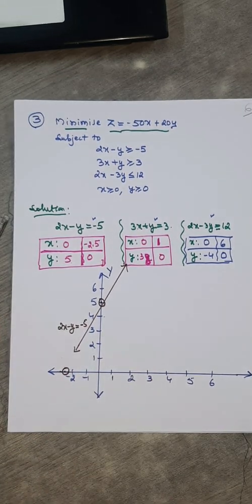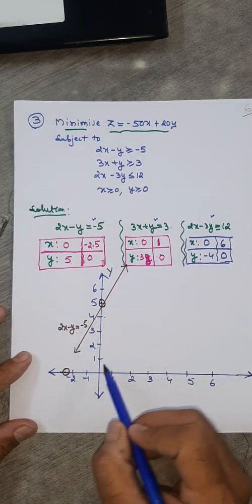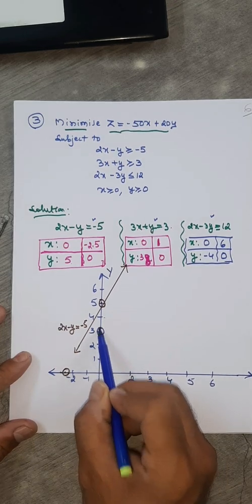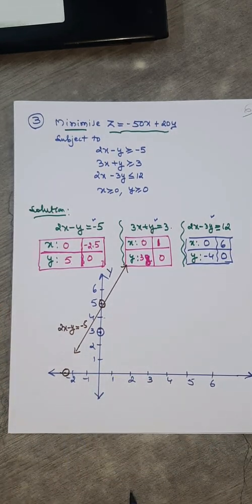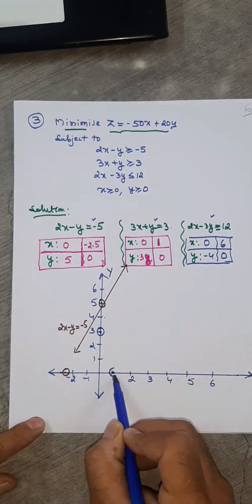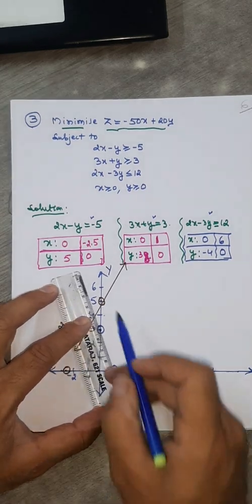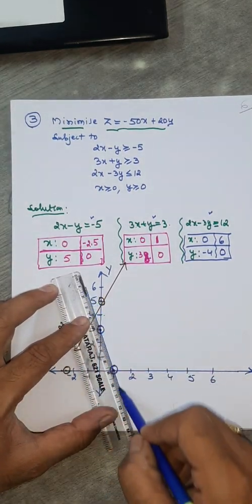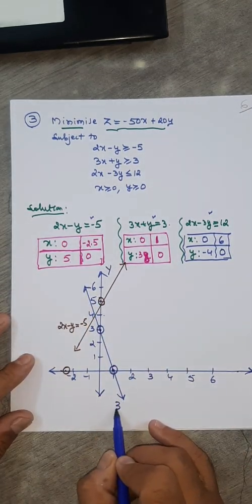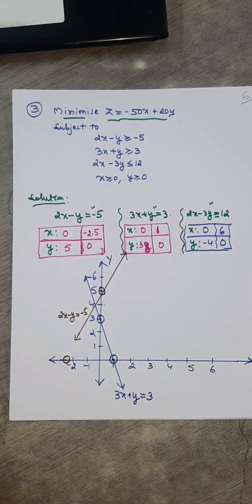Okay, what about the second line? 0, then 3, so 0, 3 here. And 1, then 0. Where is 1, 0? Here, over here. So the second line will be this one. Okay, now what is the equation of this line? 3x plus y equals 3.